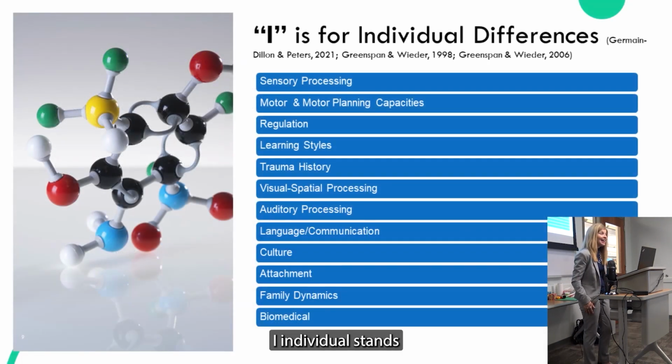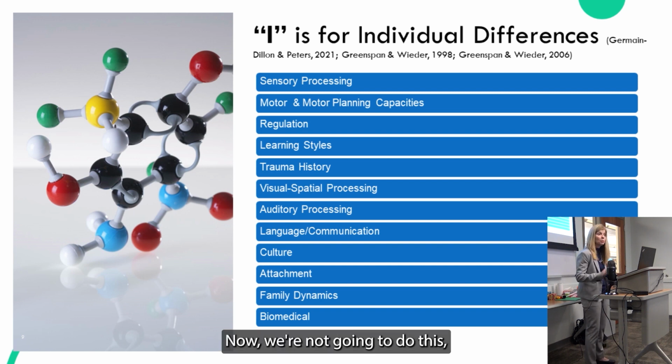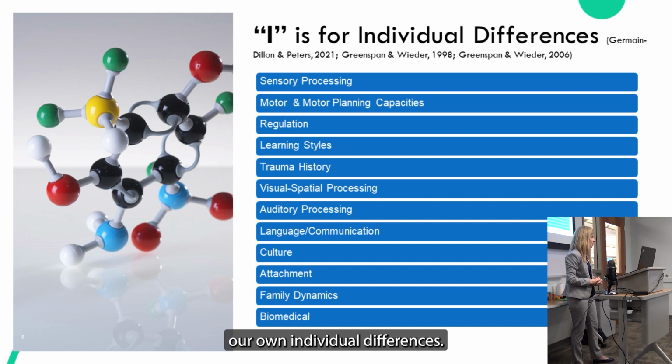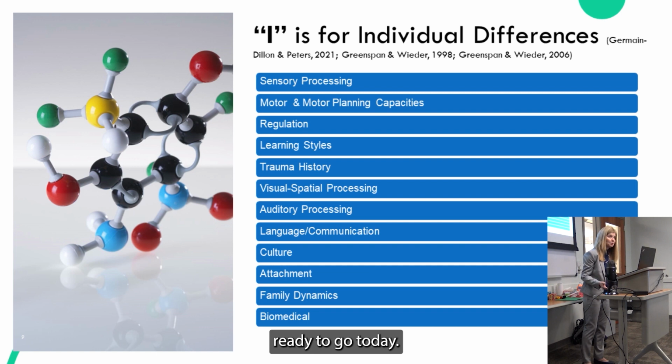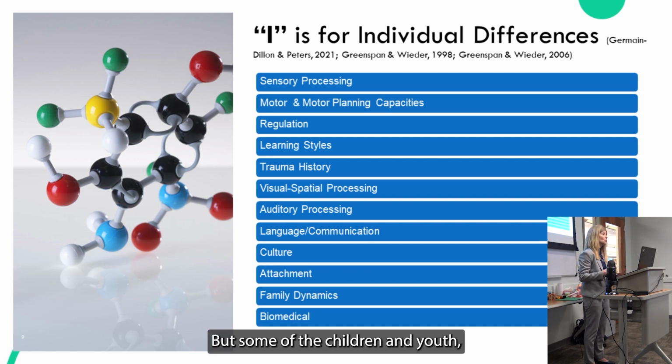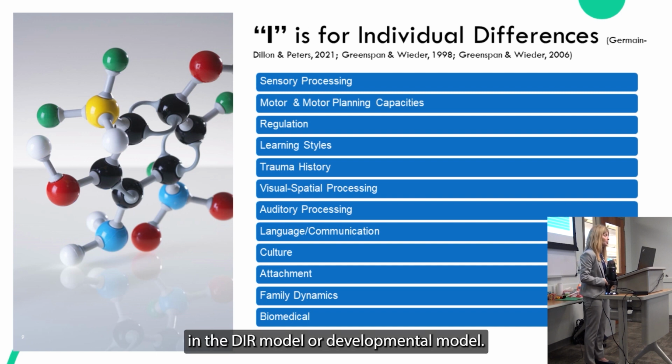Okay, so the I in DIR stands for individual differences. The I in the DIR model, that's what it is, individual differences. Now, we're not going to do this, but if we went around the room, we would all have our own individual differences. And that's perfectly fine. Listen, we got here, we're dressed, we're ready to go today. We're being our best selves. And that's great. But some of the children and youth, their individual differences may be more impactful. And that's what we would consider in the DIR model or developmental model.